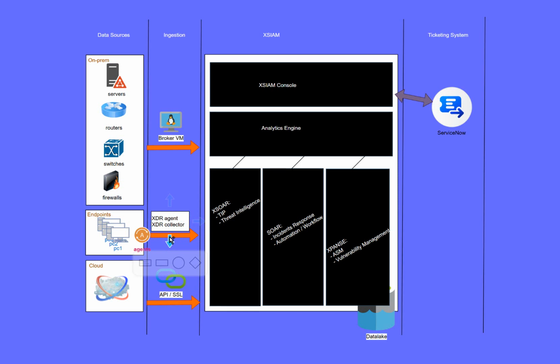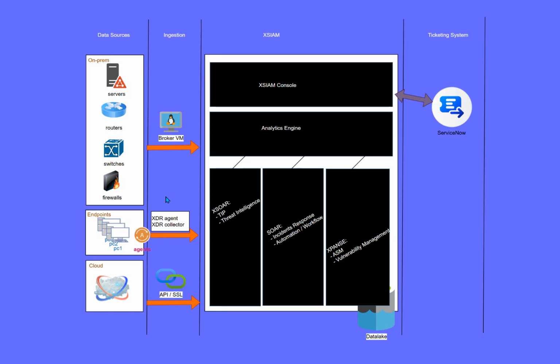Once you have the XDR agent and XDR collector installed, you can create profiles and attach those profiles onto the policies. Now, if your endpoints are in an isolated environment, meaning you cannot directly communicate from your endpoints to XSIAM in the cloud, you're going to have to utilize the broker VM as the proxy. So instead of going straight from your endpoints to the XSIAM environment, you have to use the broker VM as a proxy.